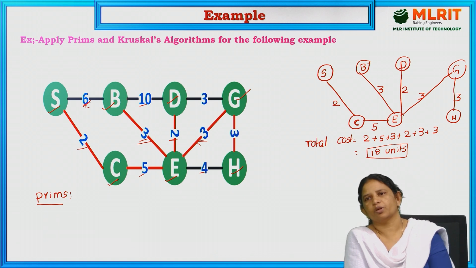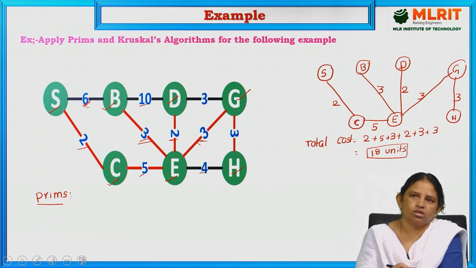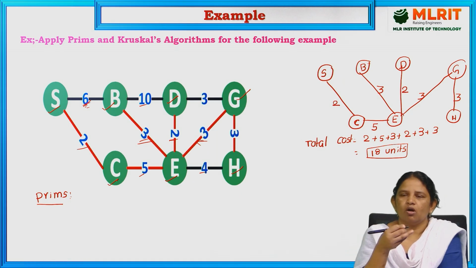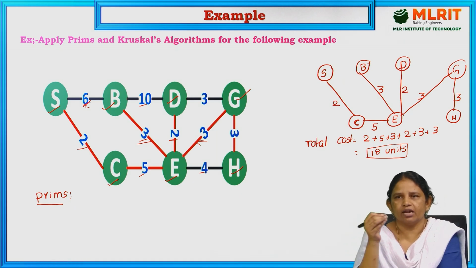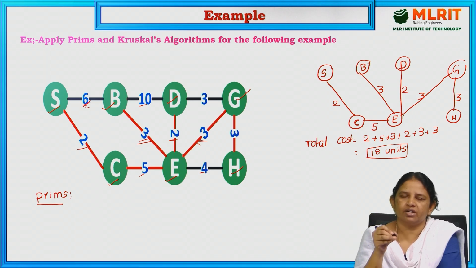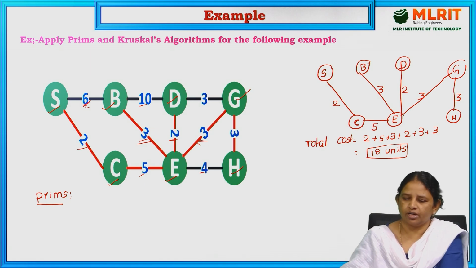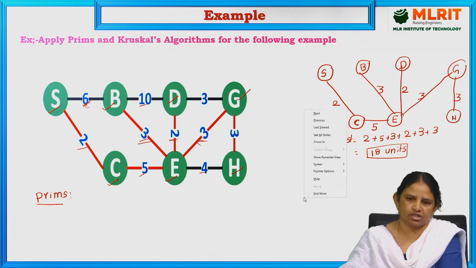So in the case of Prim's algorithm, we are always concentrating on the least cost which is adjacent. For one vertex, any number of adjacent vertices may be present. Among all the adjacent vertices, we have to choose the least cost weight in the case of Prim's algorithm. The same thing we have to implement by considering the Kruskal algorithm.